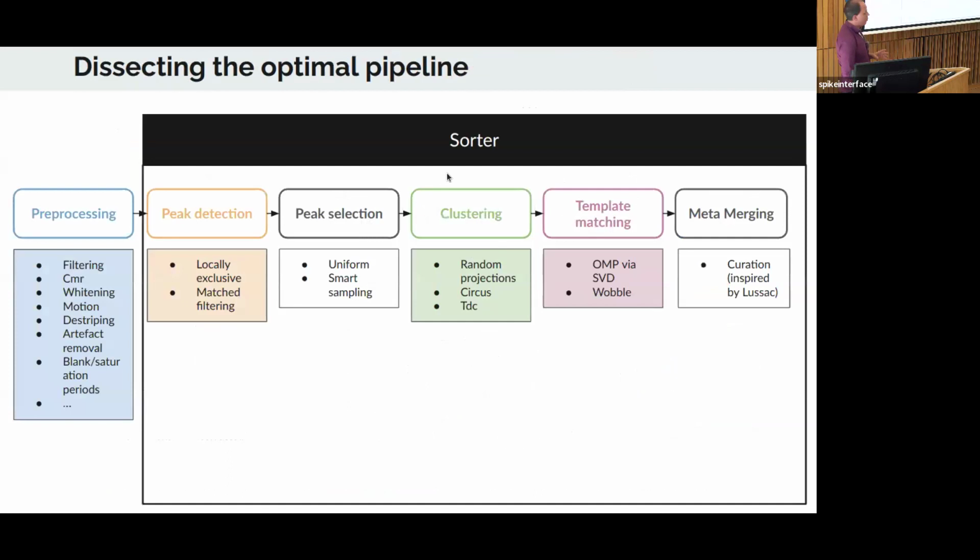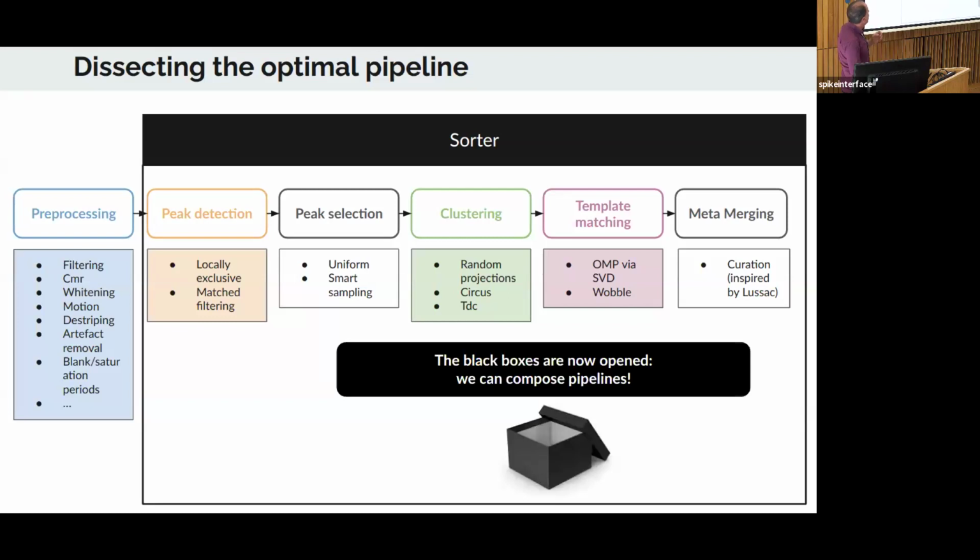So now, in a sense, we went a bit into the black box and we started to dissect the optimal pipeline. Spike sorting is this pipeline, in a sense, and we started to implement some of those methods. Biased towards some pipelines, but it's easy to add yours if you want to implement your ideas in the spike sorting framework. And since the black boxes are now open, we can compose pipelines.